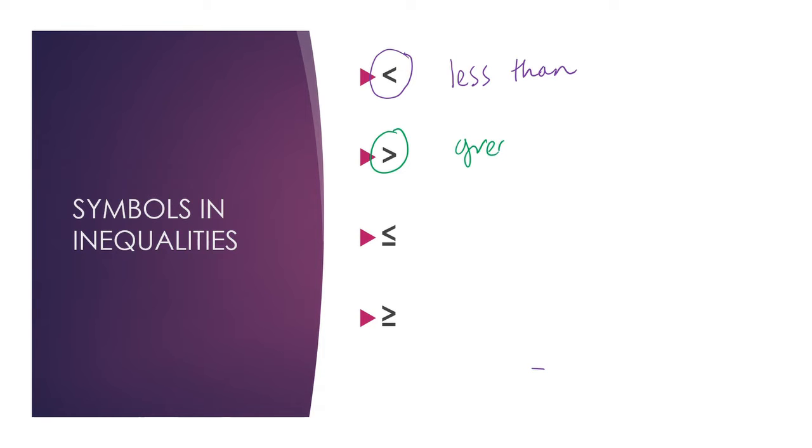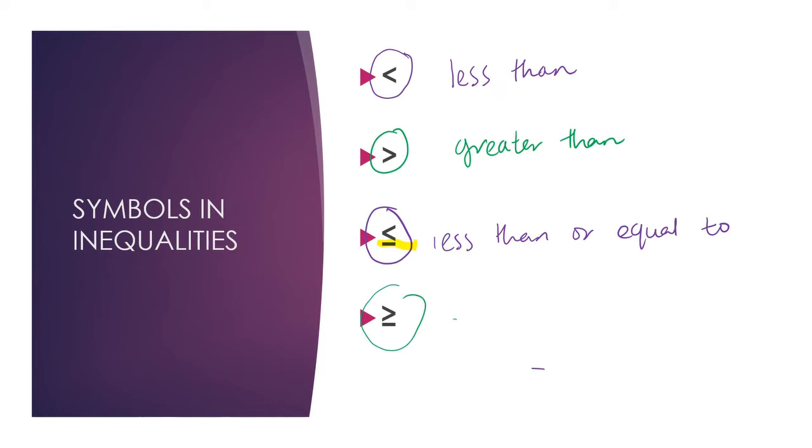Symbols in inequalities. We have 4 symbols. The first symbol refers to less than. The second symbol means greater than. The third symbol is a little similar to our first symbol with a little extra dash below, and it means less than or equal to. The little dash below also means equal to, and the last symbol is greater than or equal to.